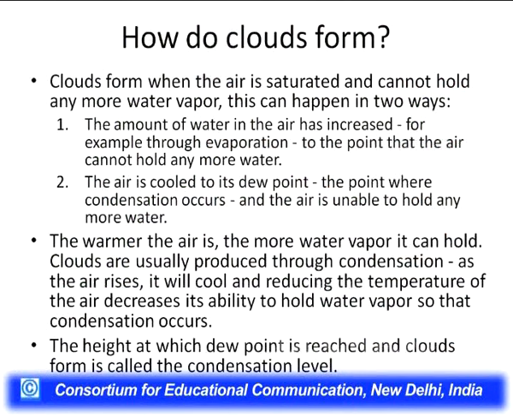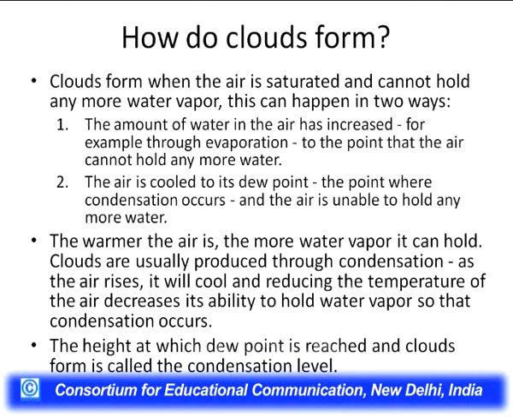So, here there are two very important points for condensation to occur. Number one is that the amount of water vapor in the atmosphere has increased sufficiently so that it has achieved its saturation level. Number two is that the atmosphere should attain the dew point temperature. Once the atmosphere has attained the dew point temperature, then the condensation will start occurring. Now, the warmer the air is, the more water vapor it can hold. If the air is warmer, it can accommodate more water vapor.